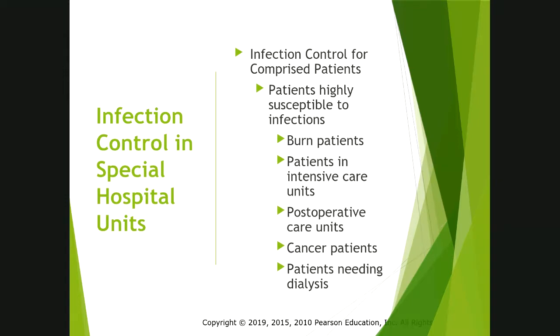Reverse isolation is also used for burn patients. Patients who are highly susceptible to infection would be burn patients because they're missing that first layer of defense, which is our skin. Patients in intensive care units, post-operative care units, patients needing dialysis, and cancer patients. These are some of the key examples of what would be considered a susceptible host. Also, a susceptible host could be someone who's on antibiotics.